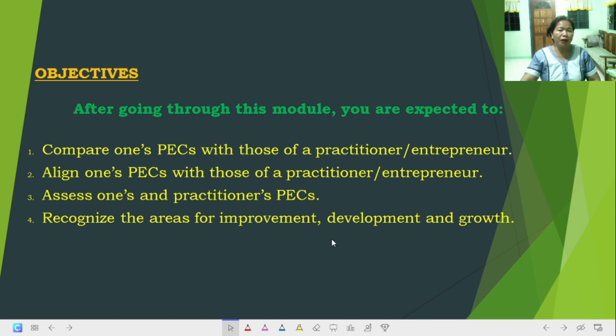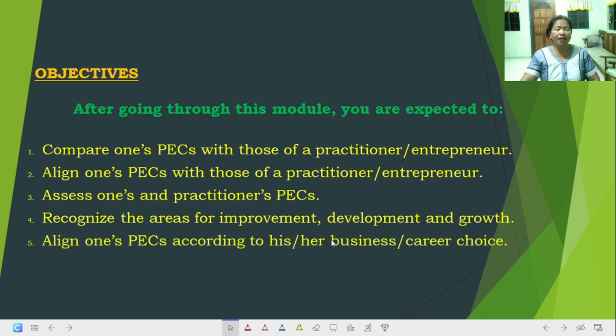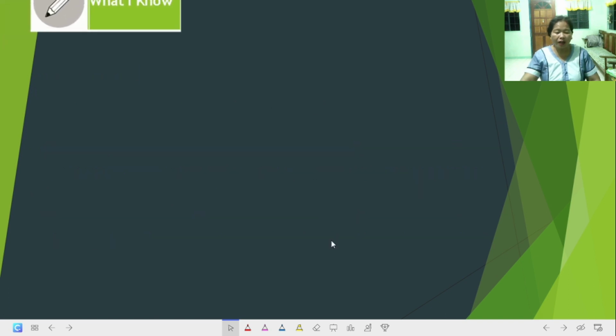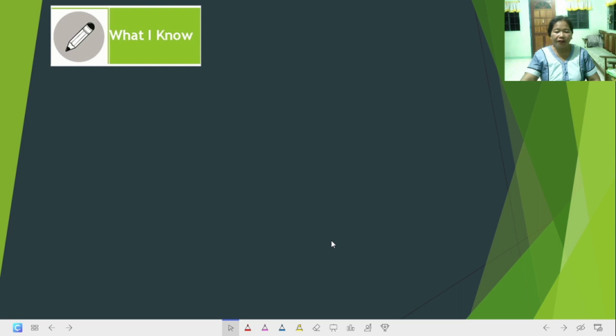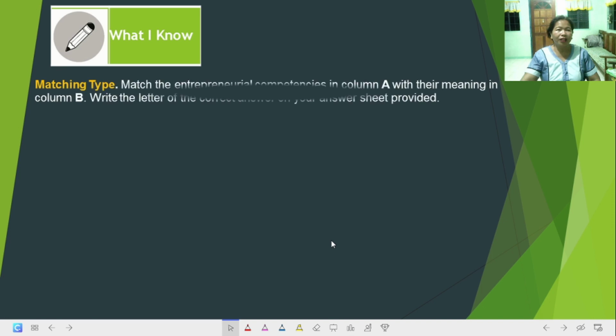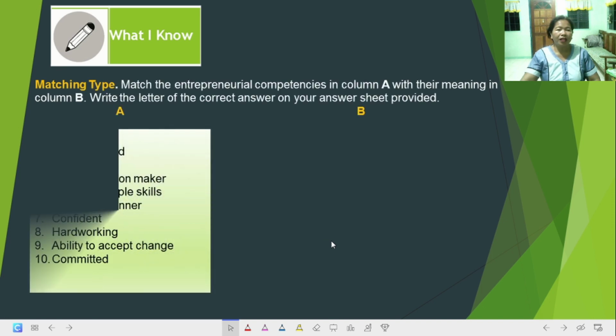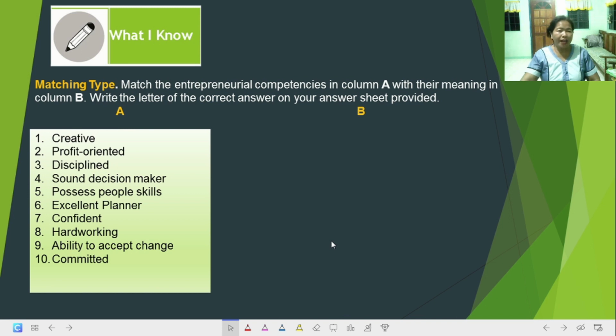So what are the rooms for improvement for yourself in the said PECs that need to be developed and need to grow? The last one is align one's PECs according to his or her business, career, or choice. Okay, so those are the 5 objectives of this module. Before we start this lesson, I will give you first a check-up test to see how far you have learned from this lesson.